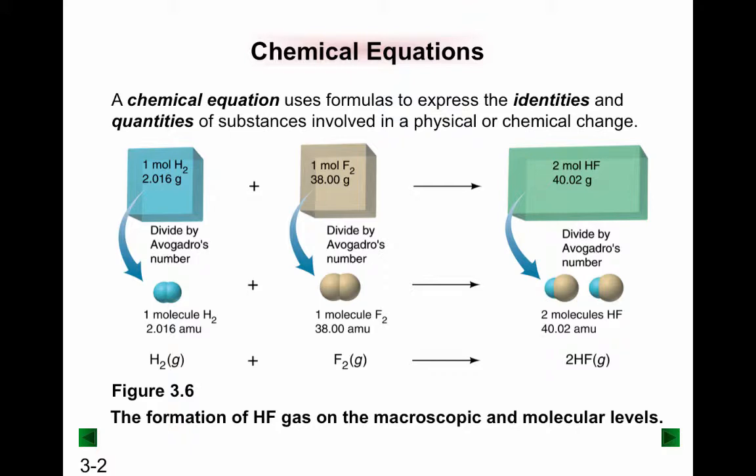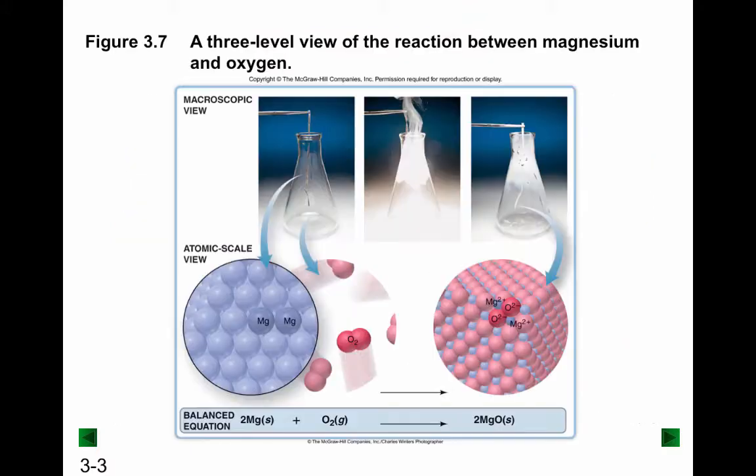The only real information this provides us is that mass was conserved during the course of this reaction. Now let's look at the same reaction on a molar scale. The balanced chemical equation tells us for every 1 mole of hydrogen gas we have, we need 1 mole of fluorine gas, and this will produce 2 moles of hydrogen fluoride gas. This slide shows us what is going on during this reaction on both a macroscopic and molecular levels.